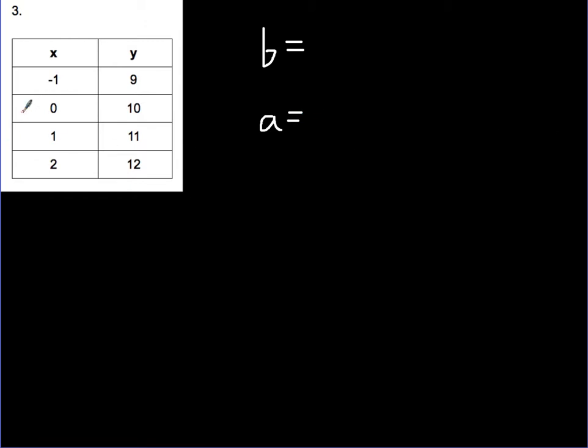So let's look for x equals 0, and we find it again right here in the table. So that means that our b value is 10. Now look for a pattern as well.